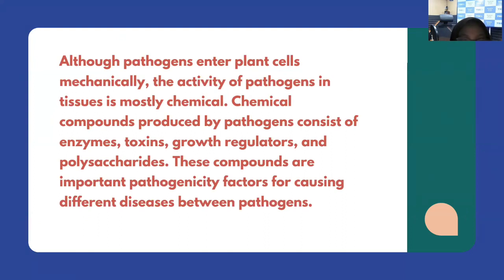Although pathogens enter plant cells mechanically, the activity of pathogens in tissues is mostly chemical. Chemical compounds produced by pathogens consist of enzymes, toxins, growth regulators, and polysaccharides. These compounds are important pathogenicity factors for causing different diseases between pathogens.